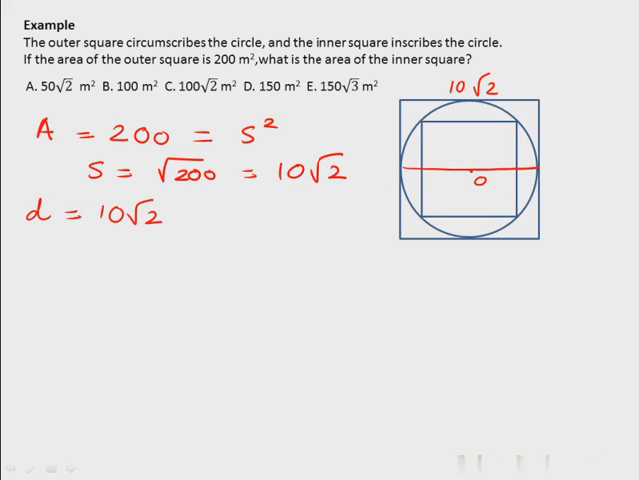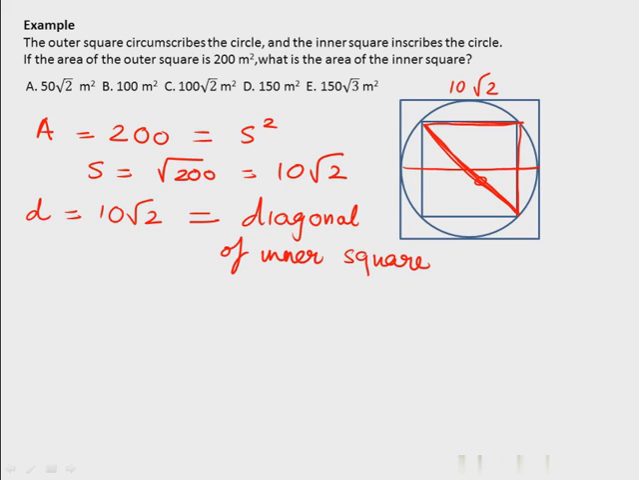What do I need? I need the area of the inner square. So basically I need the side of the inner square. Well, look at the sides of the inner square. This is the side of an inner square. This is the side of the inner square. How is it related to the circle? Let's draw a diagonal of the square. And the diagonal of the inner square is the diameter of the circle. So this D, which is the diameter of the circle, is the diagonal of the inner square.